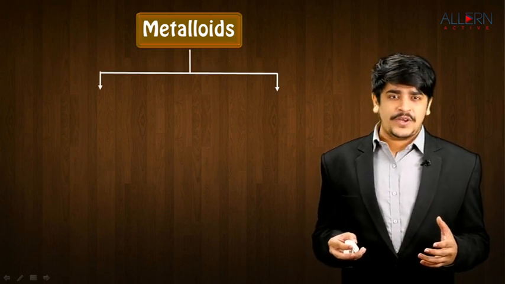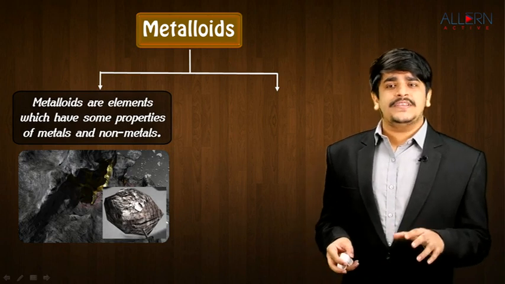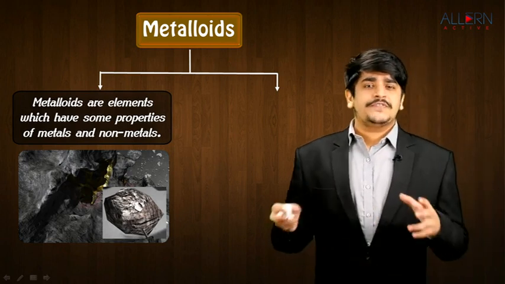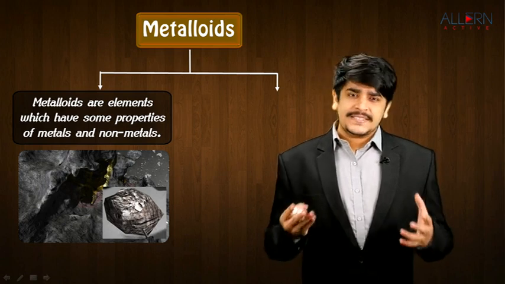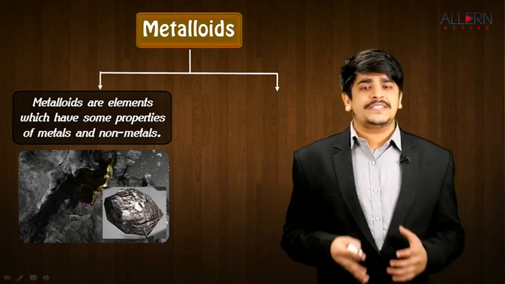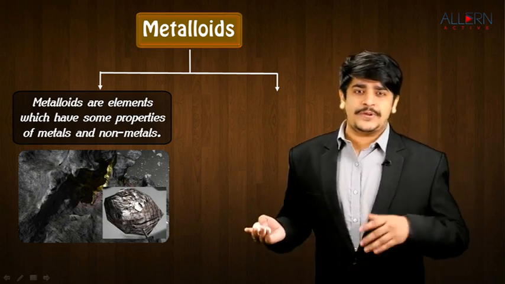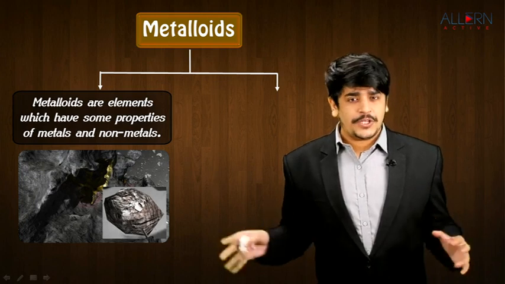Apart from metals and non-metals, we have the presence of metalloids. And as far as metalloids are concerned, we must understand that these are the kinds of elements which have some properties of metals and some properties of non-metals. Now that effectively means metalloids are present somewhere in the middle. If a metal is towards the left and a non-metal is towards the right, the metalloid's properties will be somewhere in the middle.